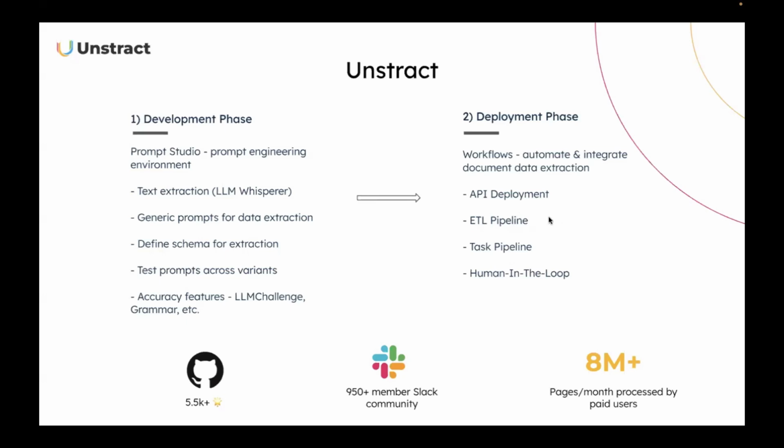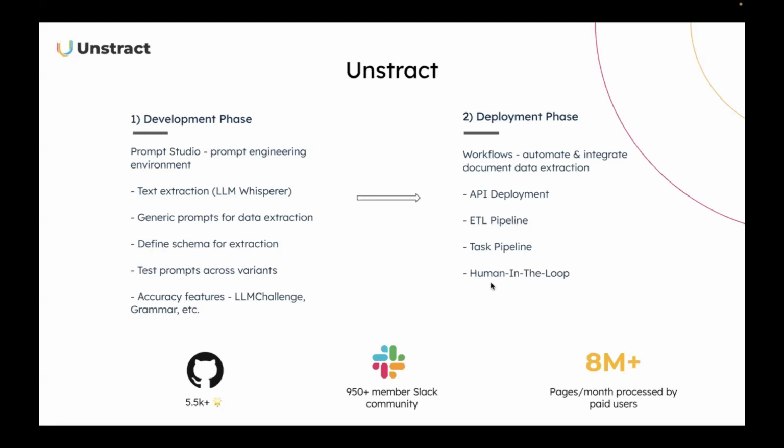ETL pipeline is when you get your data or document from a file system like Google Drive. You might want to process it and send the output data to a database or a data warehouse. Task pipeline is similar, but you get the document incoming from a file system. You might want to process it and send it back to another file system. And in any of these layers, we can also include human in the loop as an extra layer.